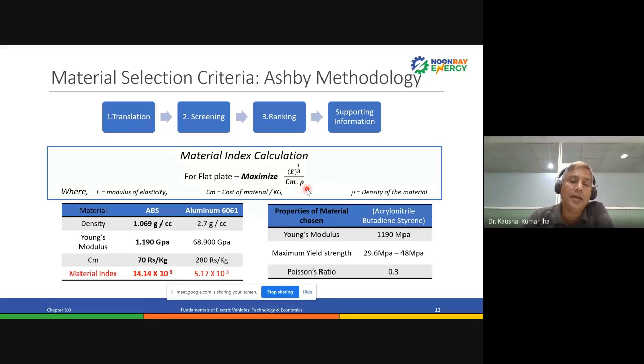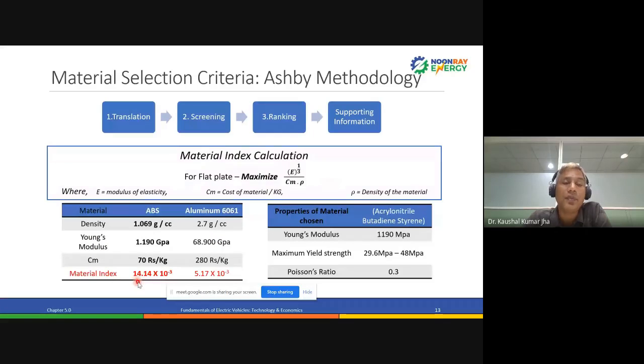Once you have found out the material index, what are the things we are getting here? This is 14.14 into 10 to the power minus 3, and what is there? Maximize. And what is here? In the case of aluminum, 5.17 into 10 to the power minus 3. Which material will I select if these are the three criteria I'm looking for: strength, cost, and weight? I'm maximizing this function, so which one is maximum here? ABS is maximum here.